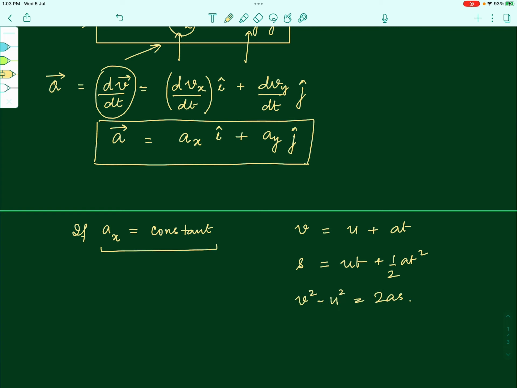We can still use them, but now only along the x direction, because it is only the x directional acceleration which is constant. So what you do is you make slight changes in this equation. You subscript all the vector quantities with x, thereby understanding that we are using these equations of motion only along the x-axis. For y directional motion, we can't say for now. The only thing that we know is the acceleration along the x direction is constant, so we are using the equations of motion along the x direction.